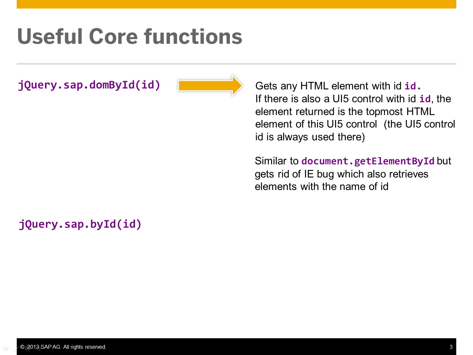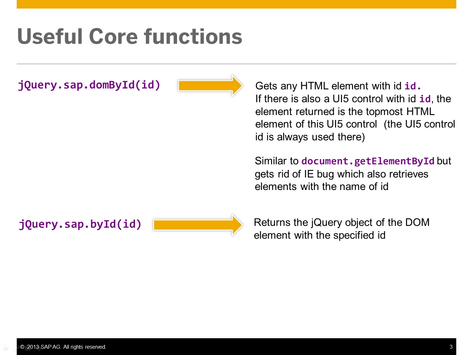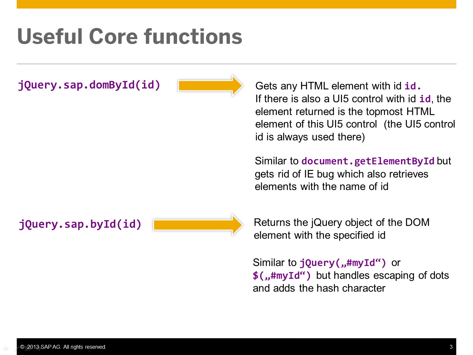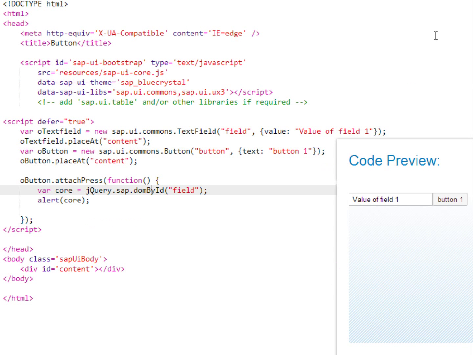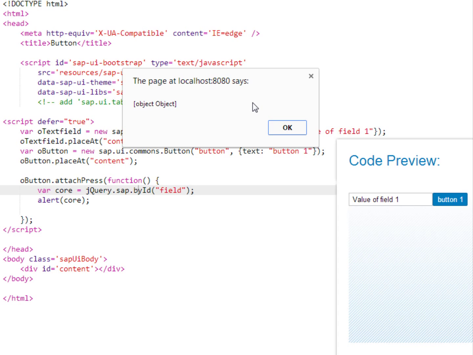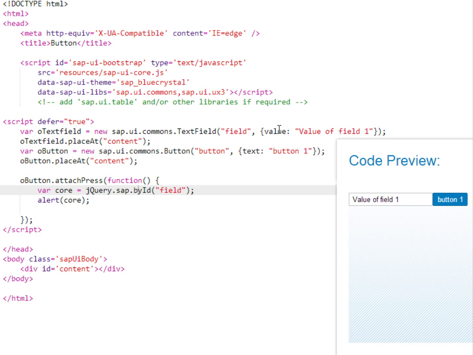The jQuery.sap.byId function will return the jQuery object of the DOM element with the specified ID. This is similar to the jQuery function, but easier to use. So we can see in this example that we just use byId and it returns an object pointer to the control oTextField. It's useful to have some understanding of UI5 rendering internals.